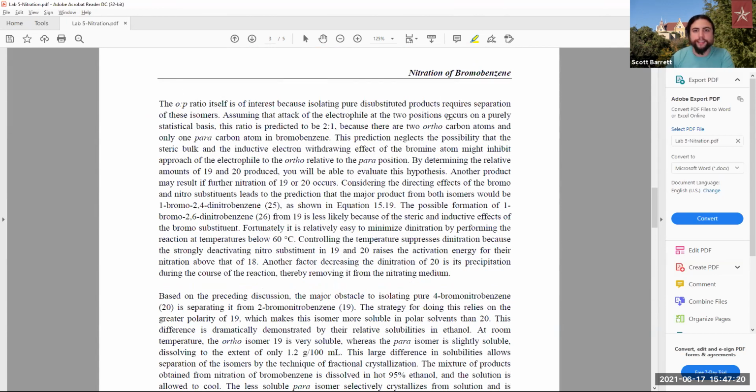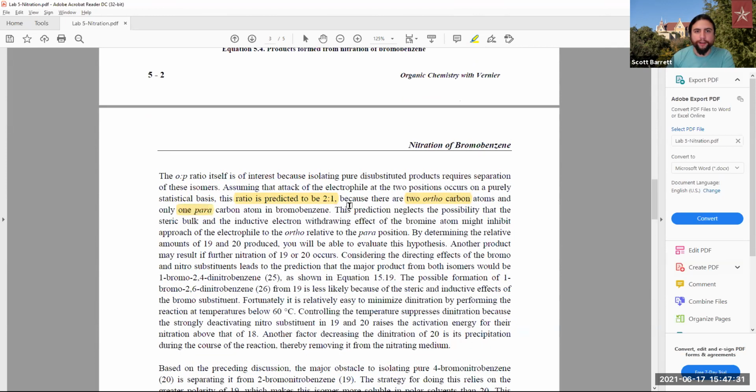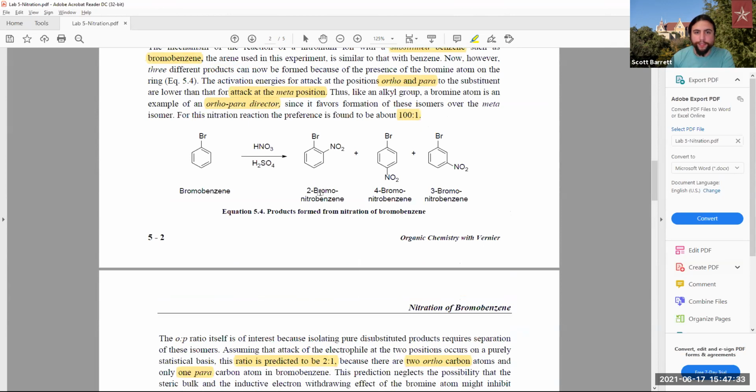Assuming the attack at the 2 positions occurs purely statistically, their ratio is predicted to be 2 to 1 of ortho to para, because there are 2 ortho carbons and only 1 para. So right here, when they say 2-bromonitrobenzene, that means that here could be the nitro. Here could also be it in the ortho, right? But para only has 1 location.